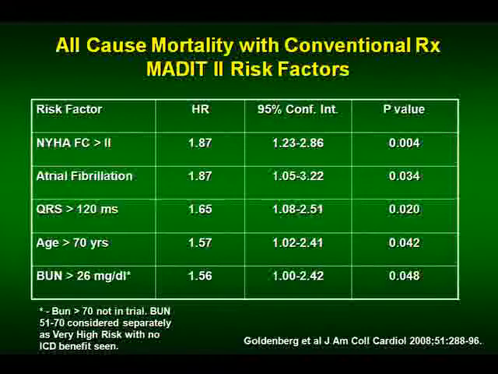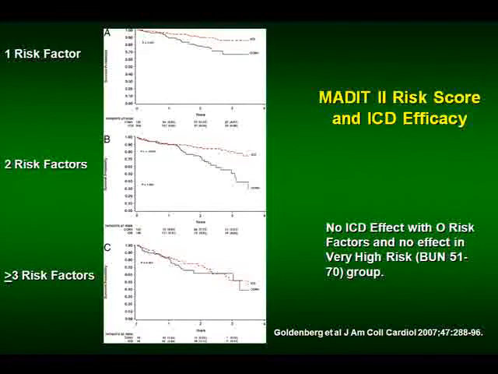And they identified risk factors for benefit from a defibrillator. What they took was your New York Heart Association functional class, whether you had atrial fibrillation, whether your QRS was wide, how old you were, and whether you had modest renal dysfunction. And they looked at those and said, well, what's your hazard ratio if you have those? If you had none of those risk factors, even though you met criteria for defibrillator implant, you got no benefit.